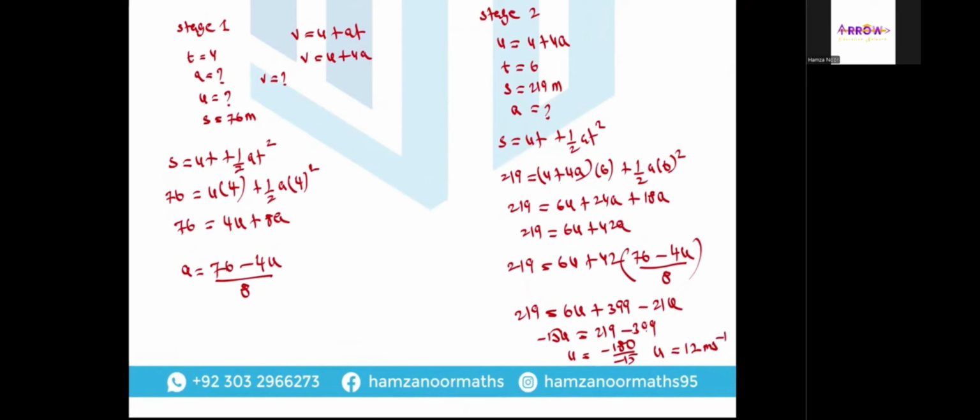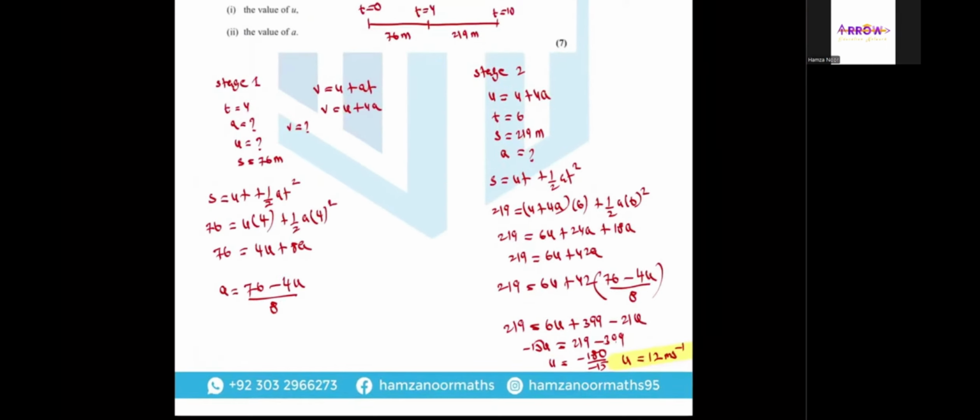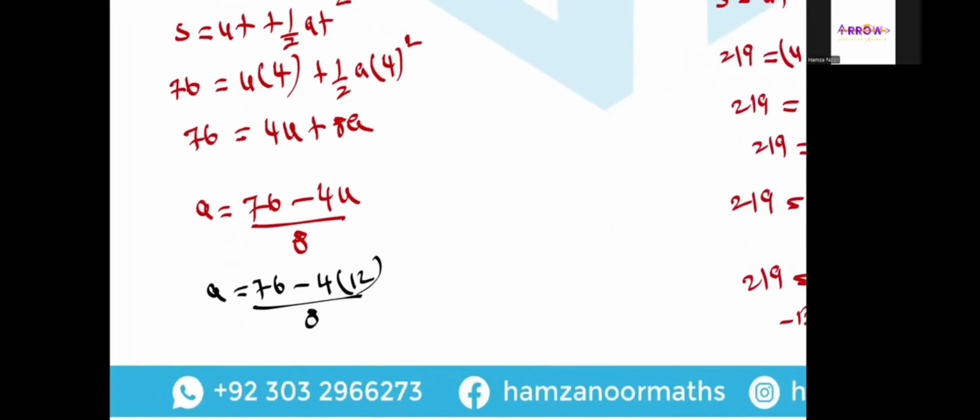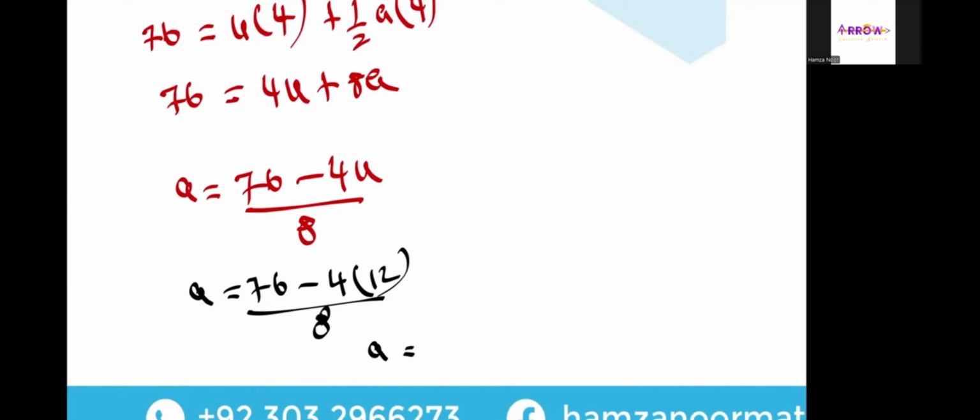All right. So this is the value of u, and then we are going to find the value of a. a will be equal to (76 minus 4 times 12) completely divided by 8. So 76 minus 4 times 12, this is 28. So acceleration is 28 divided by 8, meaning acceleration is 3.5 meters per second squared. This is supposed to be your answer. So the value of a is 3.5 and the value of u is 12.